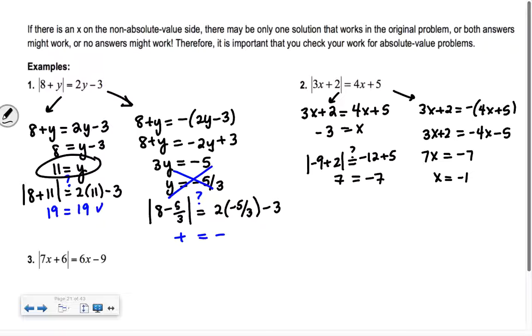Okay, that doesn't work, right? Because the one side was in absolute values. It had to be that positive version. So this one is out. We cross it out. It does not work.